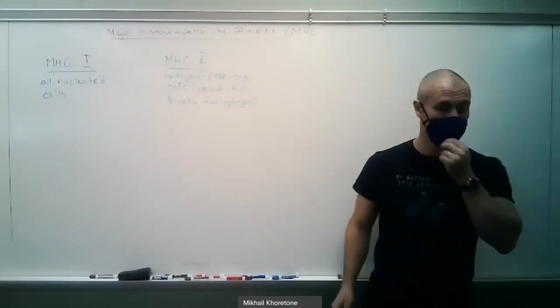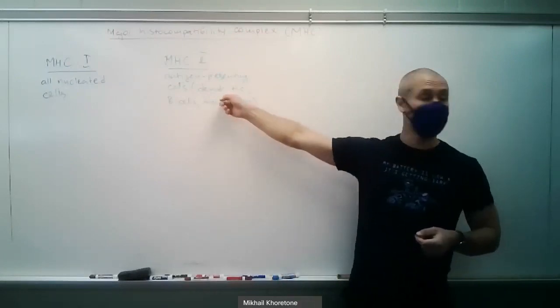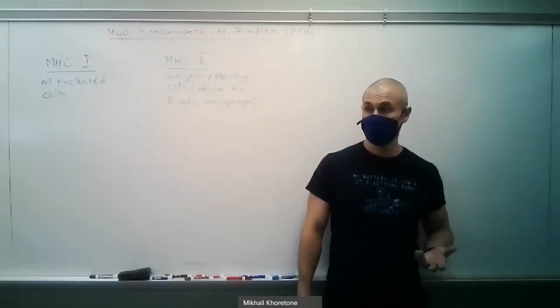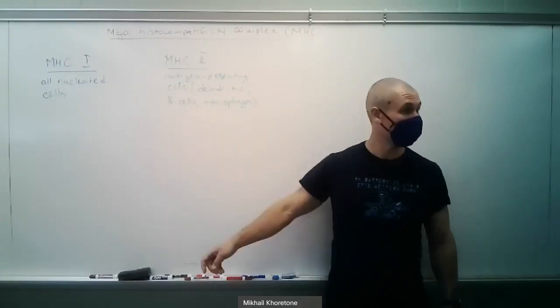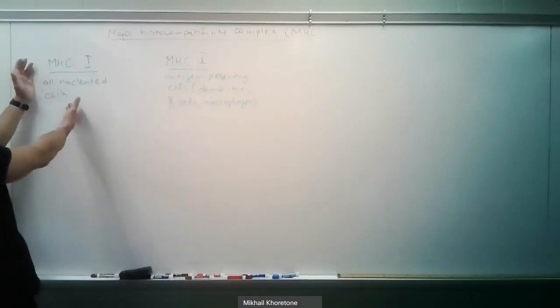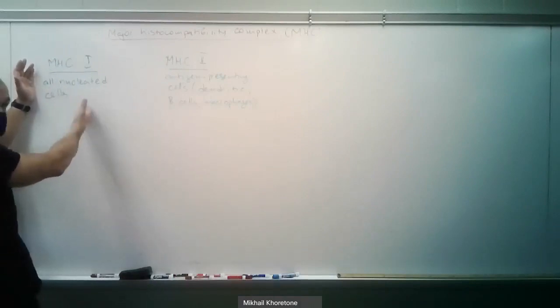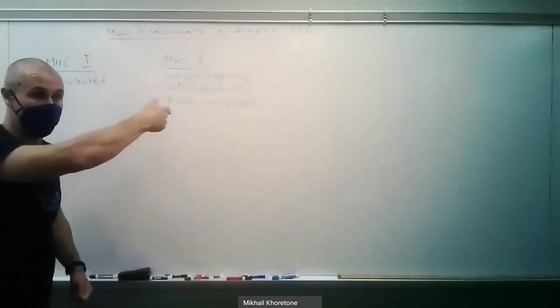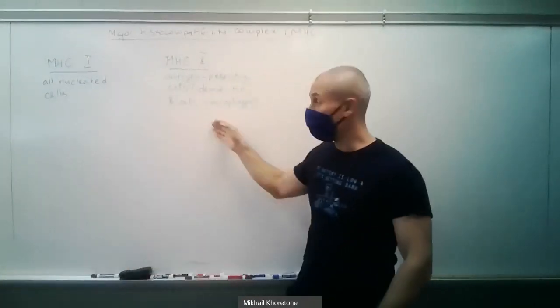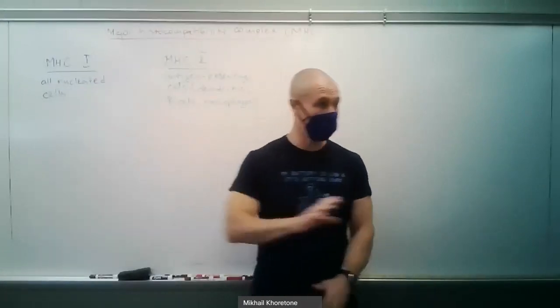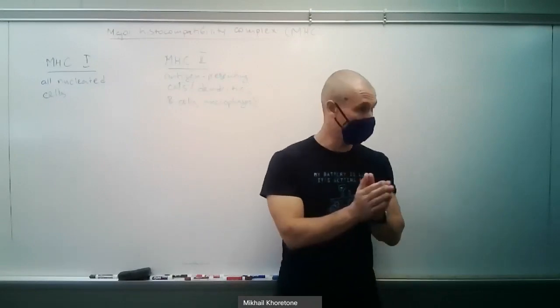Based on these two statements, my first question: dendritic cells, for instance, are they nucleated? Do they have a nucleus? Yes. B cells, macrophages. If they are nucleated, do they have MHC class 1? I told you, they do. So these three cell types have both MHC 1 and MHC 2. Other nucleated cells have only class 1. Are we clear? Does that make sense?